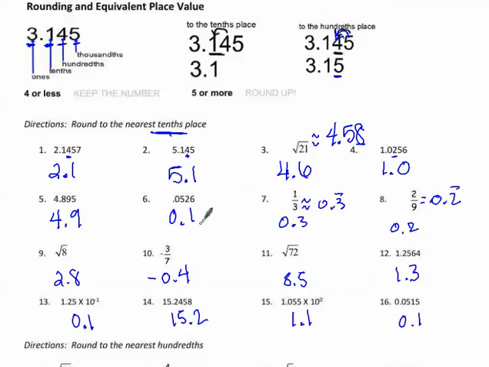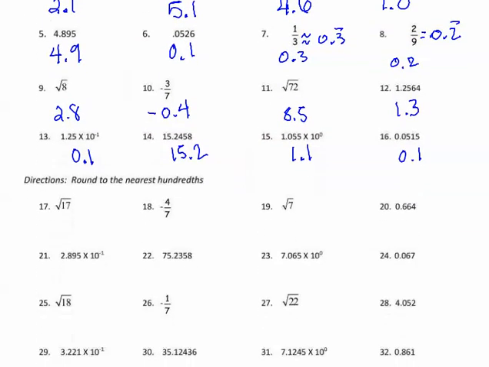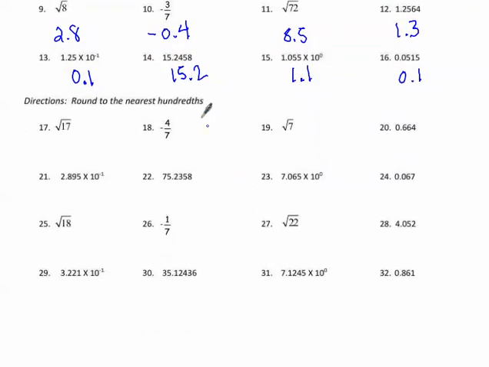Check your answers written below. Now let's practice rounding to the nearest hundredth. Square root of 17 is approximately 4.123. So you want to look at the thousandths. It is 3. It is not 5 or more, so it's going to stay 4 12/100.